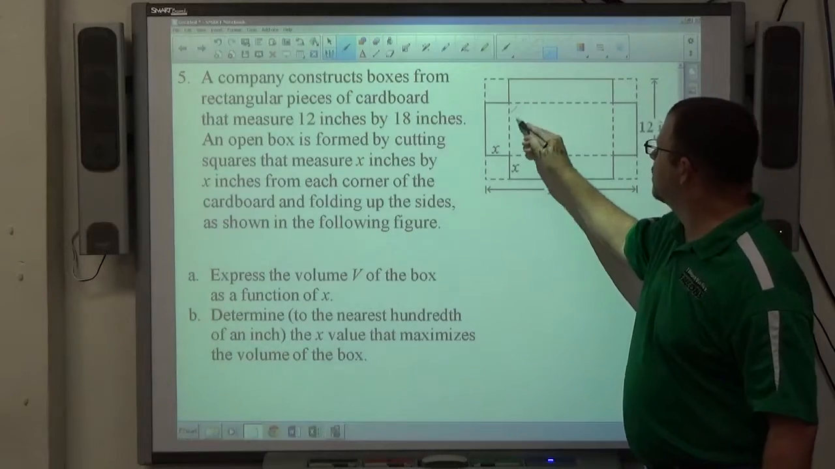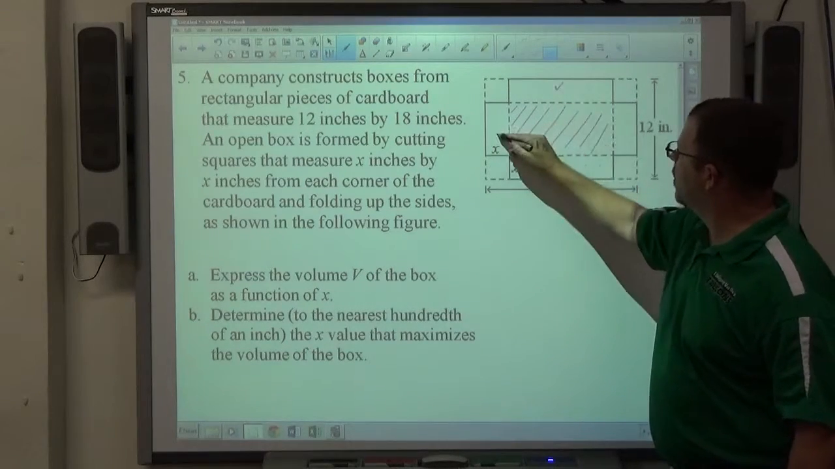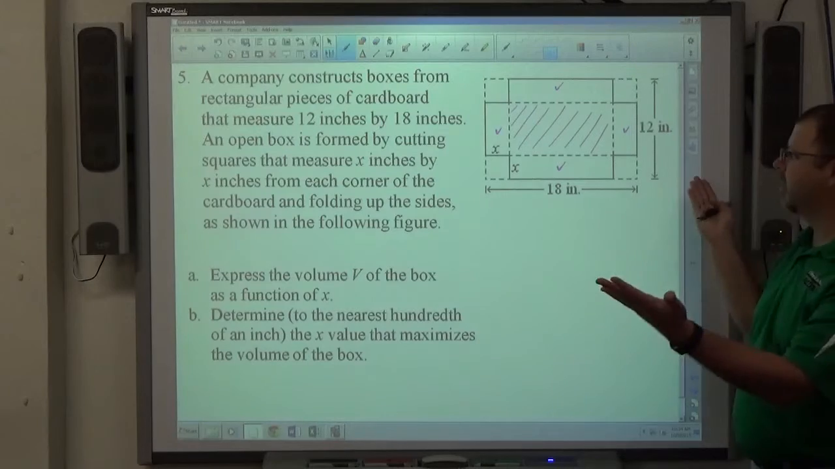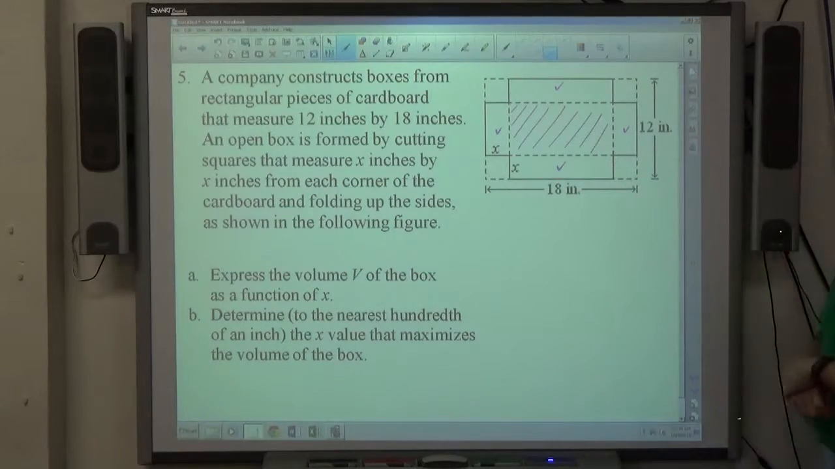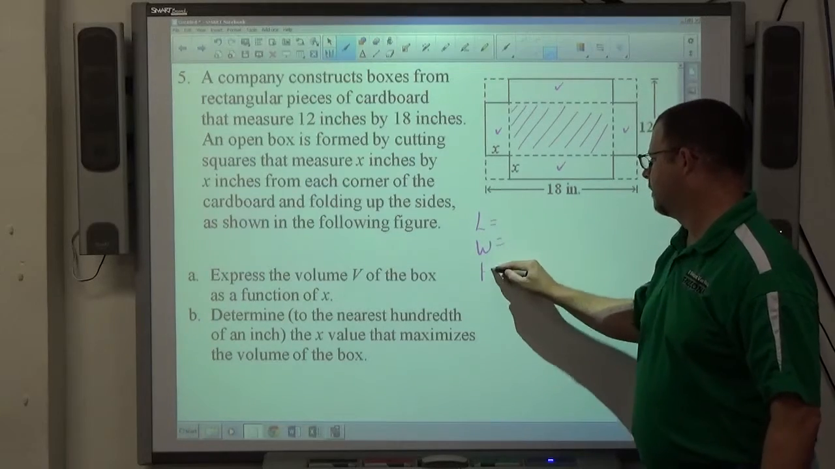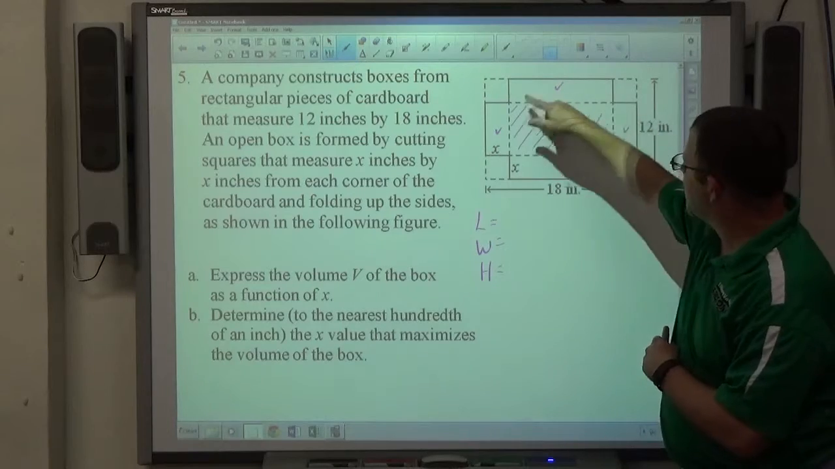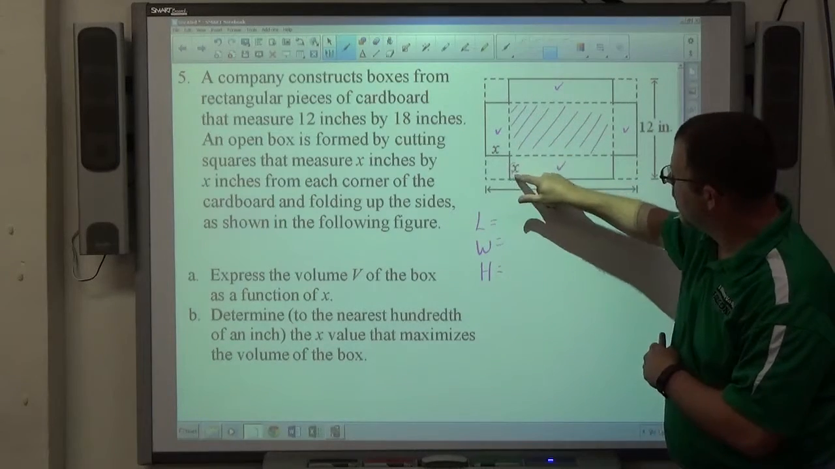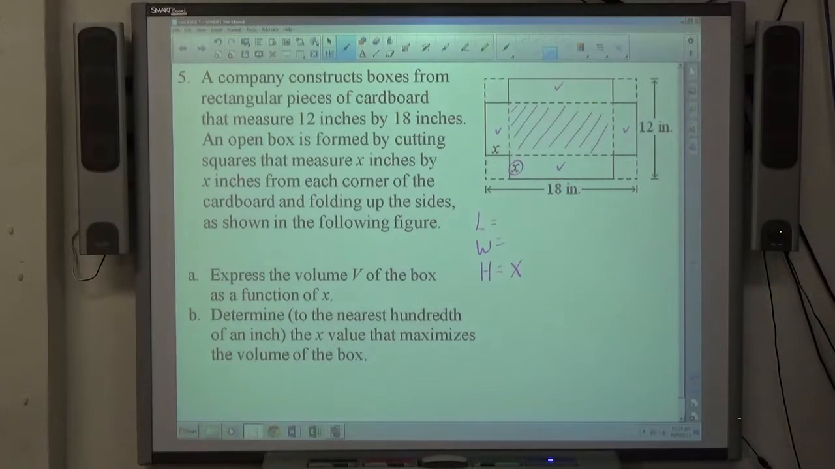The base of the box would be right here. And each of these, this one and this one and this one and this one, would simply be the sides of the box with these pieces being cut out. So those pieces of cardboard are going to be discarded. What we're looking for to find volume is length, width, and height. The height would be how high the walls are, so the check marks represent the walls. If I fold these sides up, that's how high each of the sides is going to be. So x is the height of the whole box.